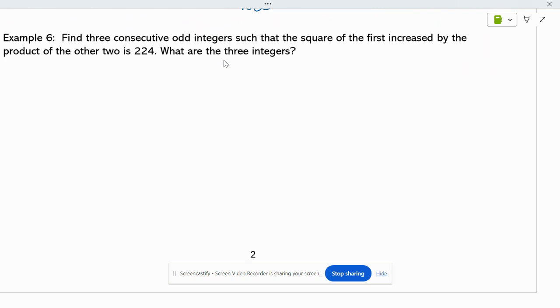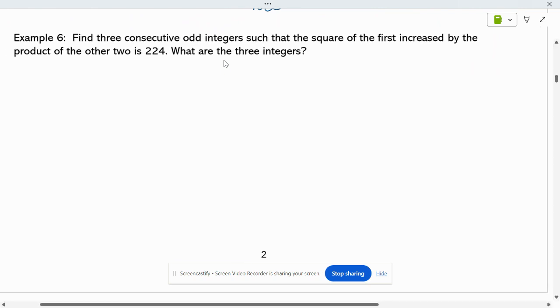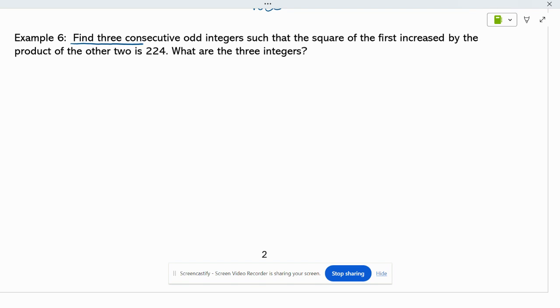Okay. All right. So this next one, find 3 consecutive odd integers. So that's where we're starting. How many integers am I looking for? 3. And they're consecutive odd. So what are my variables? Yeah, x, x plus 2, and x plus 4. I was going to write first, second, and third. Those are my 3 variables.